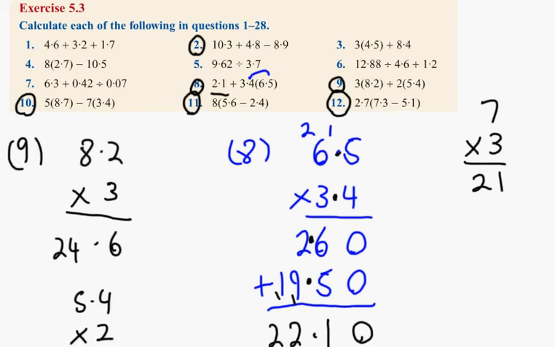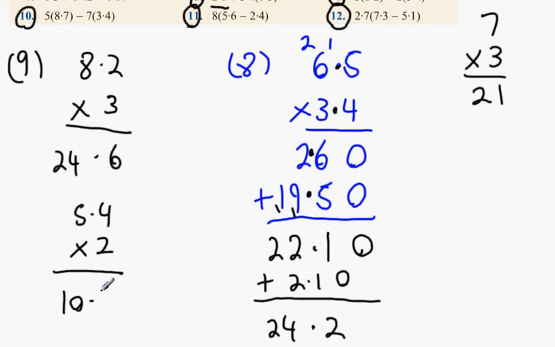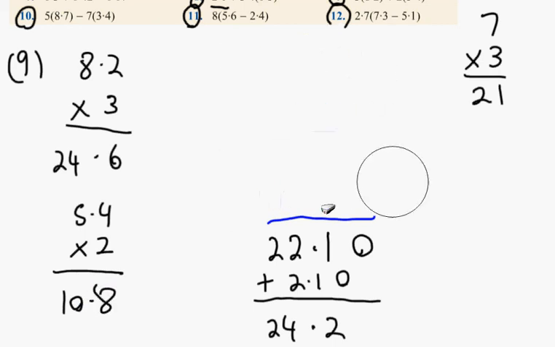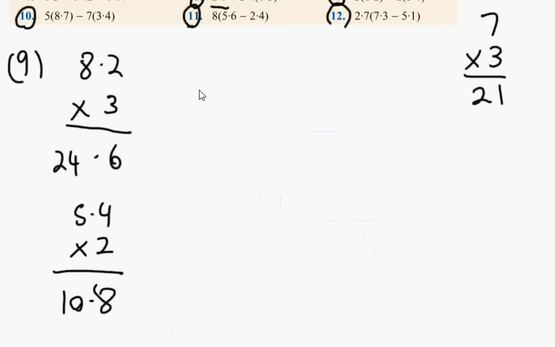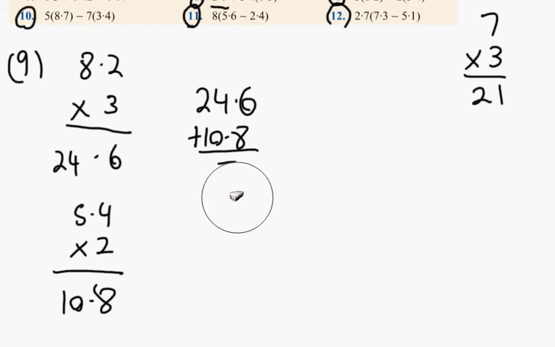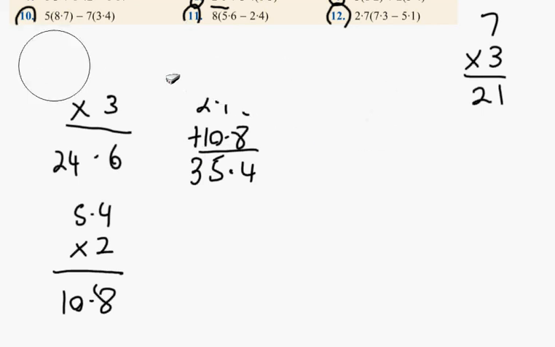You get 8 and 10. 10.8. Now finally, to finish off this question, you must add both answers together. So 24.6 plus 10.8, anybody? What you get, Connor? 35.4. Let's see if we're correct. 8 plus 6, anybody? 14. So 4, carried a 1. 5 plus 0? 5 and 3, 35.4. Okay. Next one.